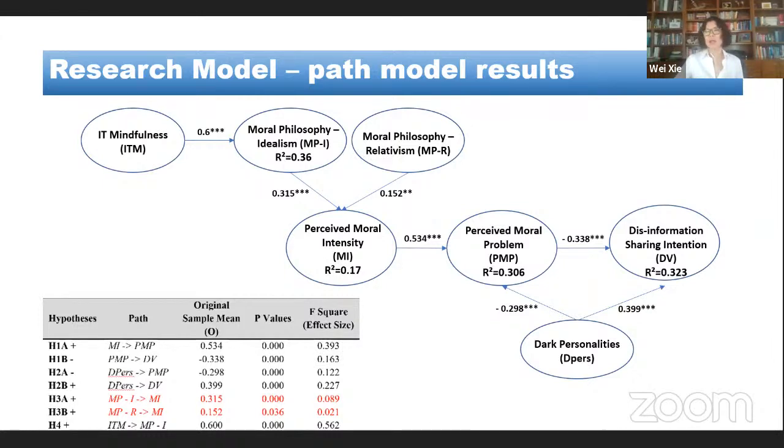Basically, it tells whether this model is effective enough. Even though our model is verified, and thought through as a good model, how effective is it at predicting actual behavior in reality? That's where R square and F square come into play. They're highlighted in red. We can see that even though the path model is significant, the effect size is not as big, especially for the moral intensity, for the moral philosophy part. It's a little bit small.